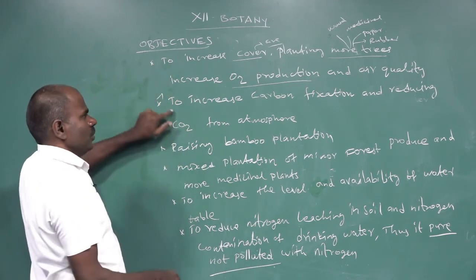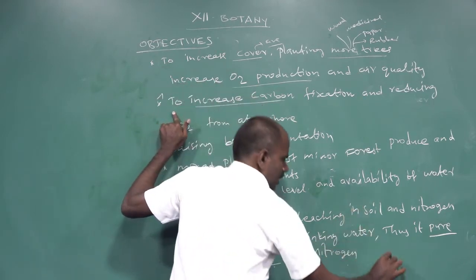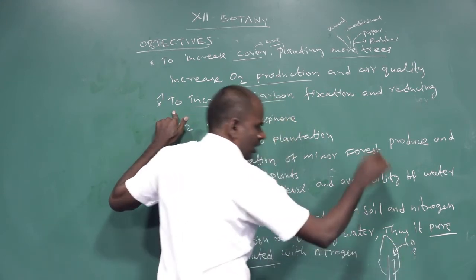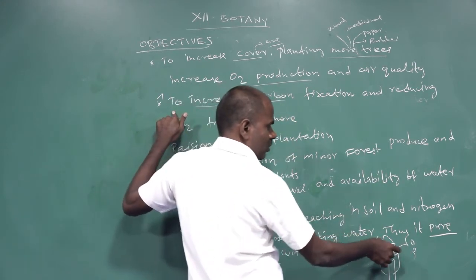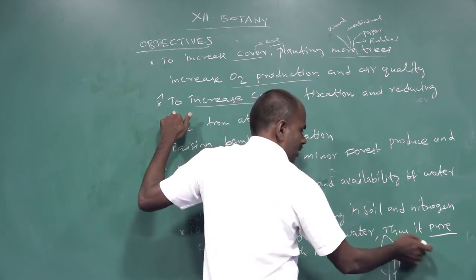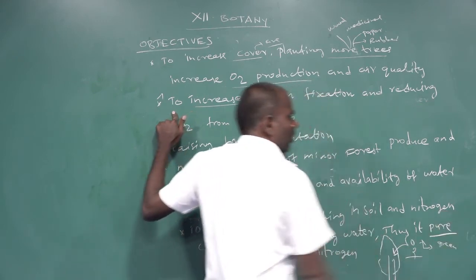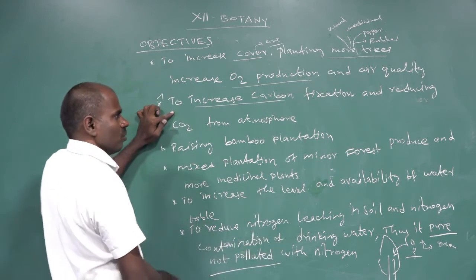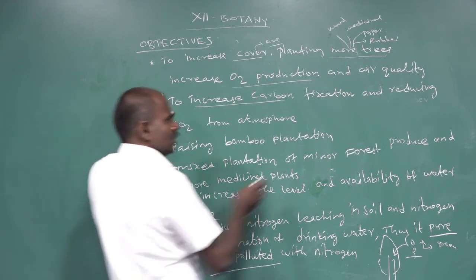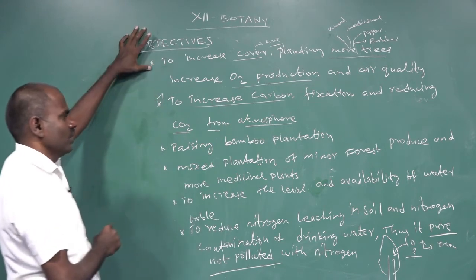The second point is to increase carbon fixation during photosynthesis in green plants, freeing the atmosphere of carbon dioxide. Increased atmospheric carbon dioxide causes the greenhouse effect or global warming. Increasing carbon dioxide fixation during photosynthesis reduces global warming, so afforestation reduces the carbon dioxide in the atmosphere.